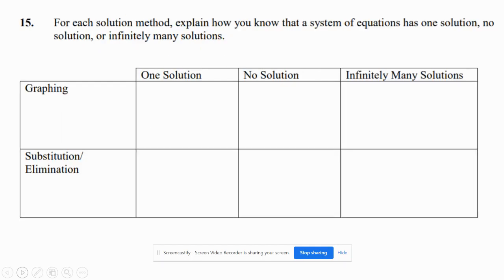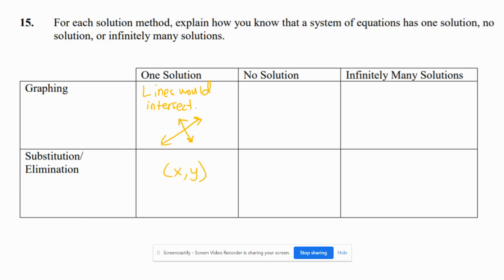All right, for number 15, it says, for each solution method, explain how you know that a system of equations has one solution, no solution, or infinitely many solutions. Okay, if I were graphing and I had one solution, the two lines would intersect. Right, so it would look something like this. If I was doing substitution or elimination, I would get an actual ordered pair for x, y.